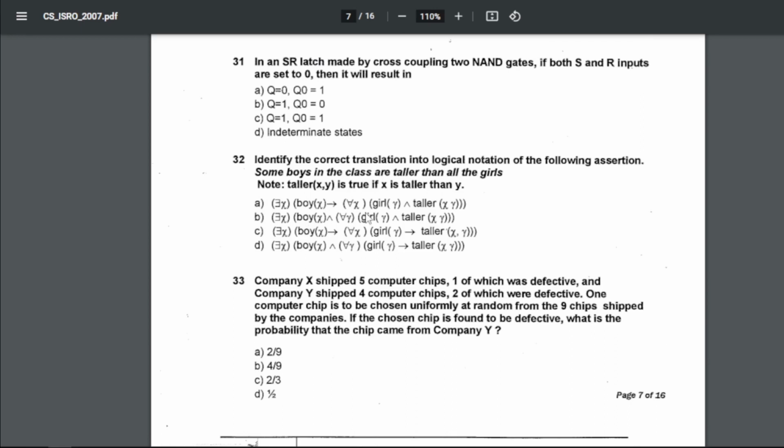Next is 32: identify the correct translation into logical notation of the following assertion. Some boys in the class are taller than all the girls. Note that taller(x, y) is true if x is taller than y. For 32 our answer will be D, that is this expression.